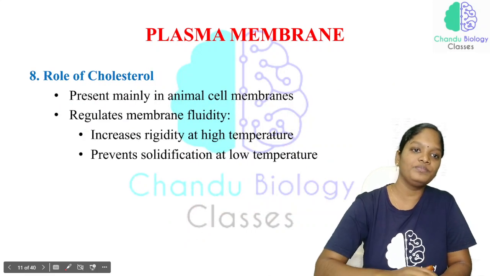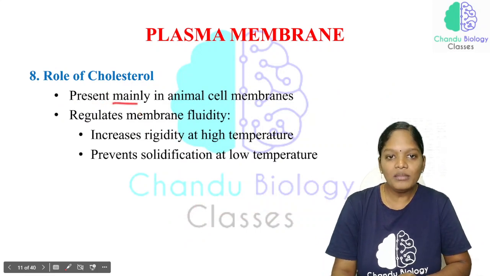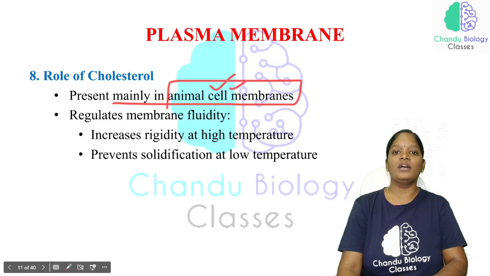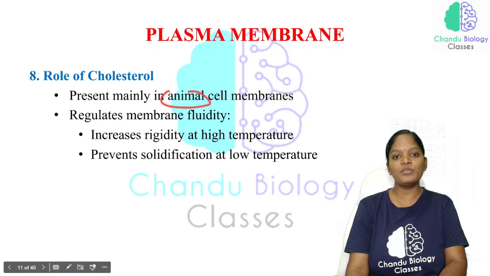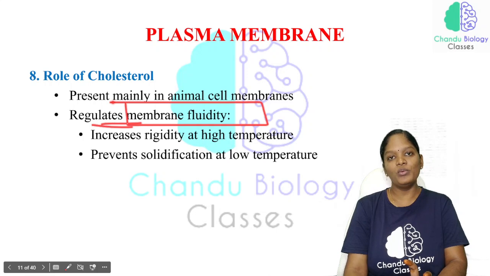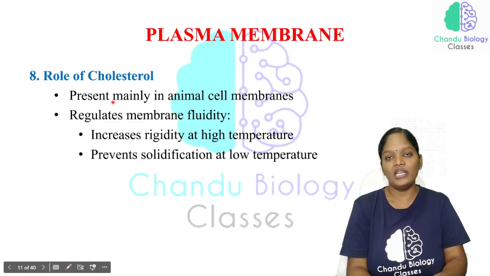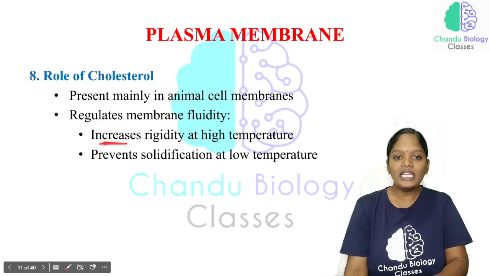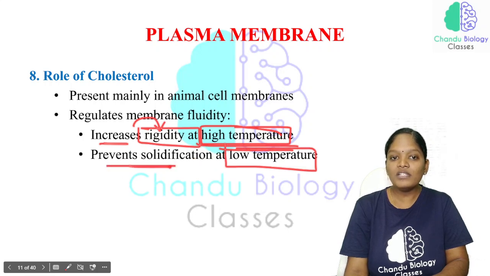Now, what is the role of cholesterol in the plasma membrane? It is present mainly in the animal cell membrane. The cholesterol plays a crucial role in the cell membrane. This cholesterol regulates the membrane fluidity. The fluidity is very important, and that is ensured and regulated by the cholesterol. At a high temperature it increases the rigidity. At low temperature it prevents solidification.